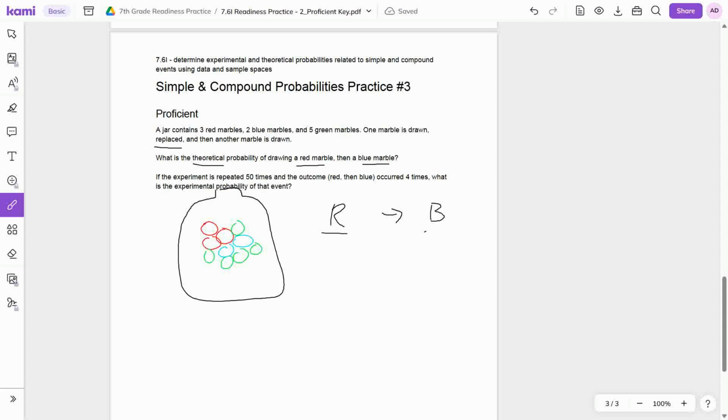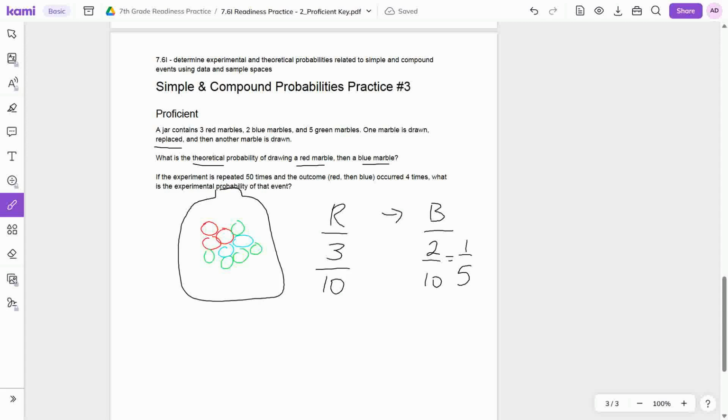Well, what is my probability of choosing a red? Well, I've got 3 reds out of 1, 2, 3, 4, 5, 6, 7, 8, 9, 10. All right, I've got 10 choices. So 3 out of 10. I'm going to put the first one back. I'm going to pull out a second one. What's my probability of getting a blue? Well, I've got 2 out of 10. Or if we want to, we can simplify that. We can do 1/5. And simplifying will help because I'm going to have to multiply anyways.